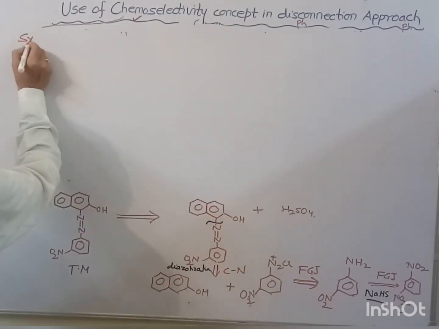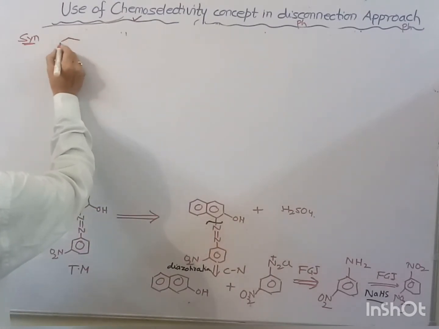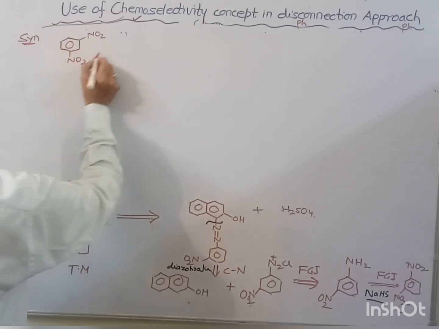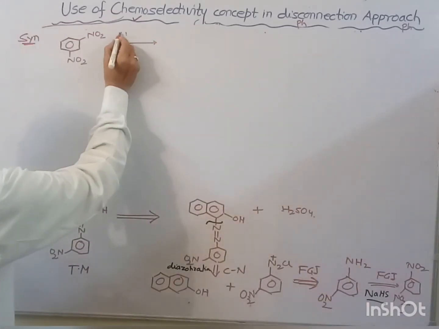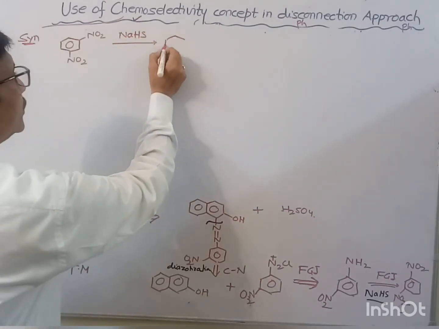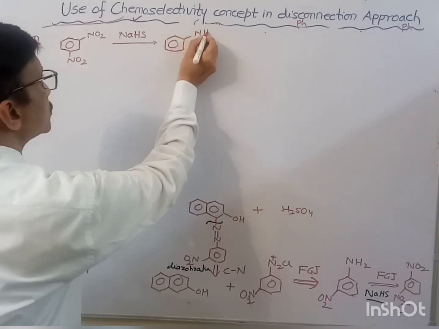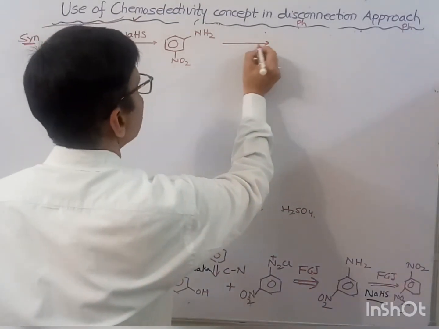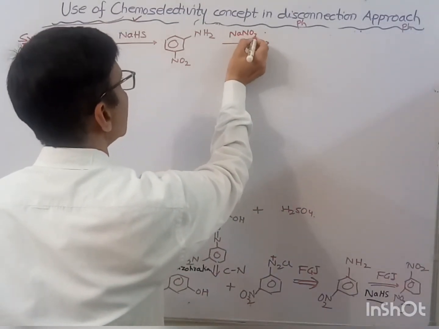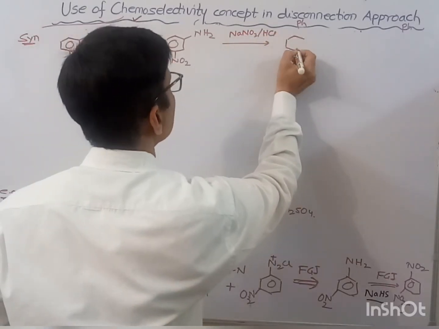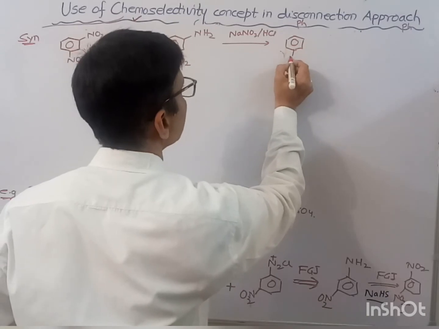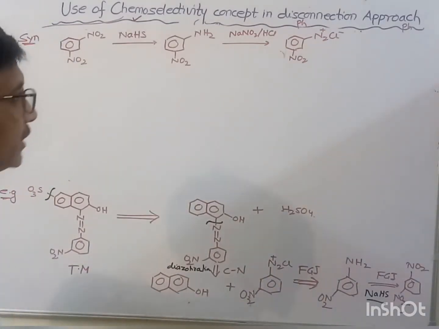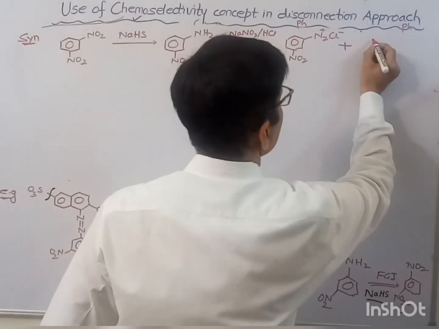So if I write the synthesis, first of all we have meta-dinitrobenzene in presence of sodium hydrogen sulfide. Only one functional group will get reduced, this being a chemoselective reagent, and this amine in presence of NaNO2 and HCl would be converted into diazonium salt, and further in presence of naphthol.